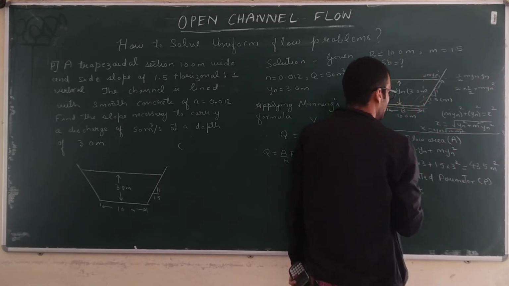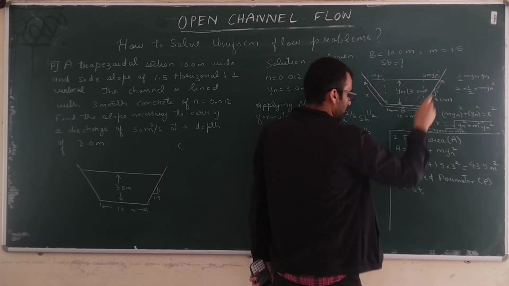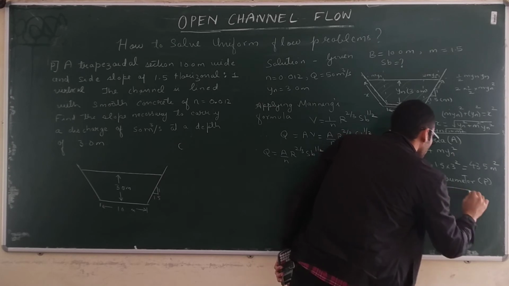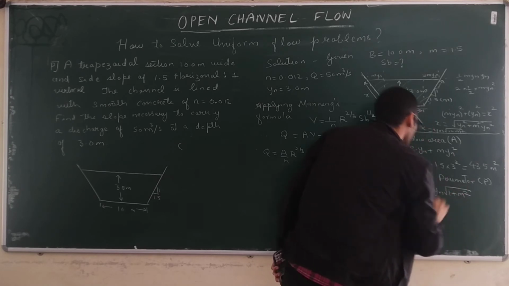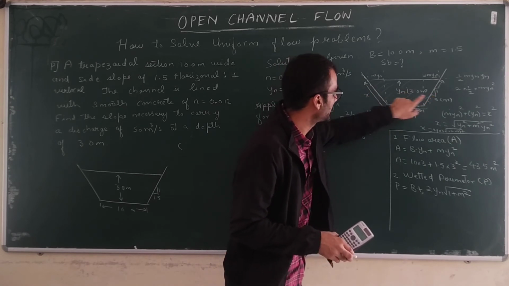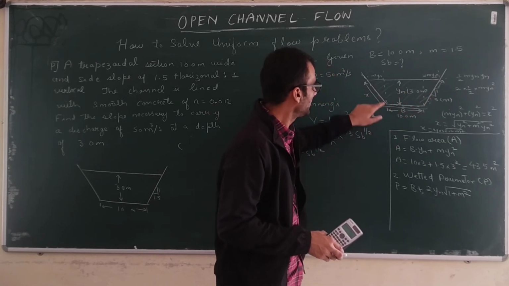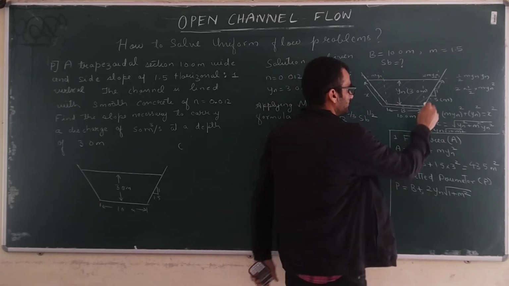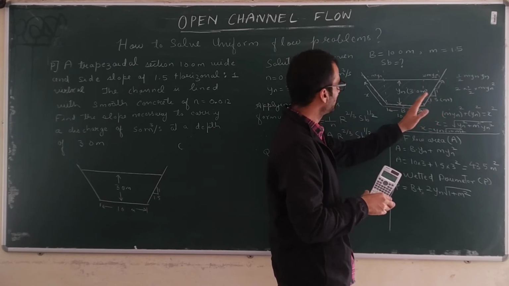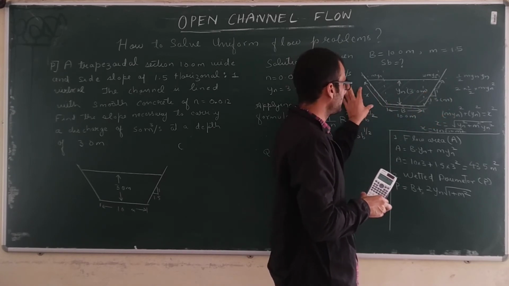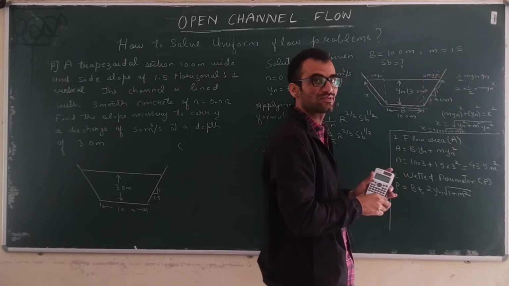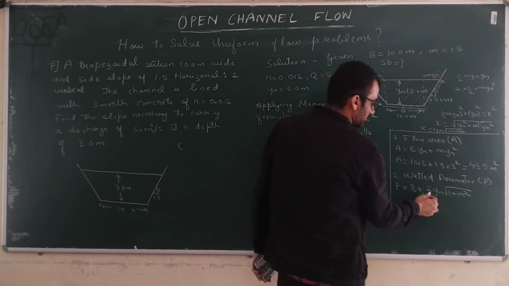Okay, and there are 2 sloping lengths, so 2 times yn into under root 1 plus m square. This is your wetted perimeter: sloping length into 2, because we have 2 sloping lengths, plus b. If we have different side slopes, in this problem the side slopes are the same on both sides, but if they differ, we will have to calculate both the sloping lengths separately. Here they are same, so I have just multiplied by 2.